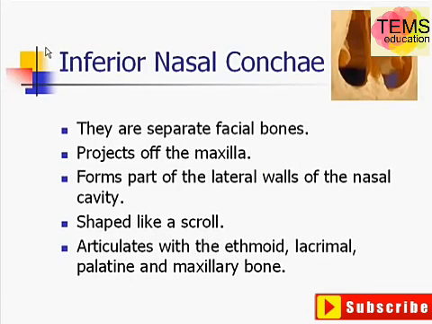Inferior nasal conchae, I should say, are separate facial bones. Remember that there's also a superior and middle, which are part of the ethmoid bone. But the inferior nasal is by itself, it's a separate facial bone. It projects off the maxilla. It's shaped like a scroll.